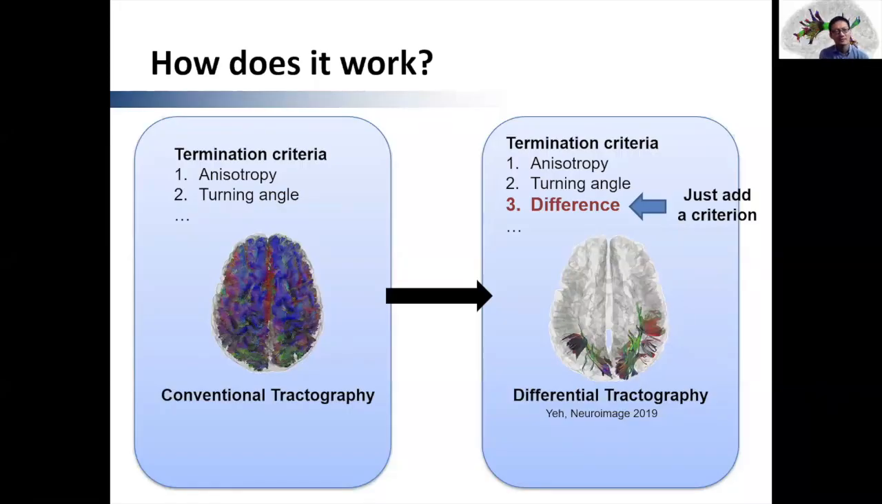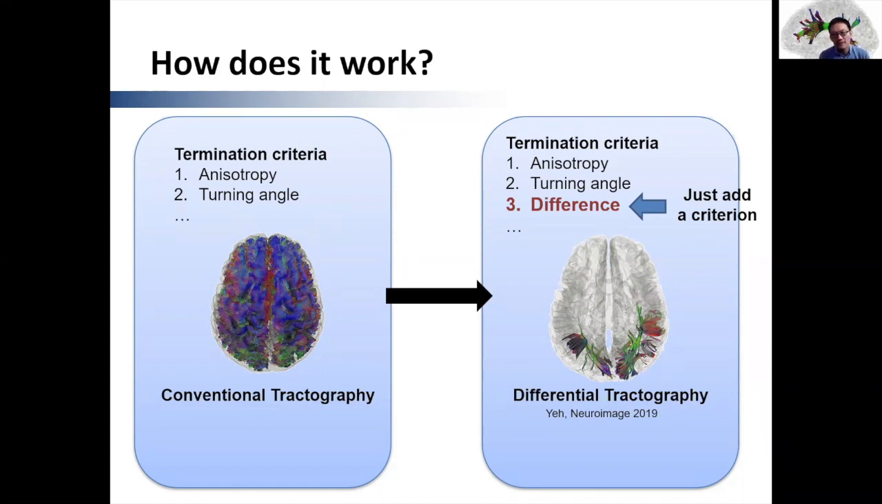How does it work? In conventional tractography, we have termination criteria, for example, the anisotropy value. If the FA value is lower than a threshold, then the tracking will stop there. Or if there's a large turning angle, the tracking will not continue. So those criteria define the location and coverage of the tractography.